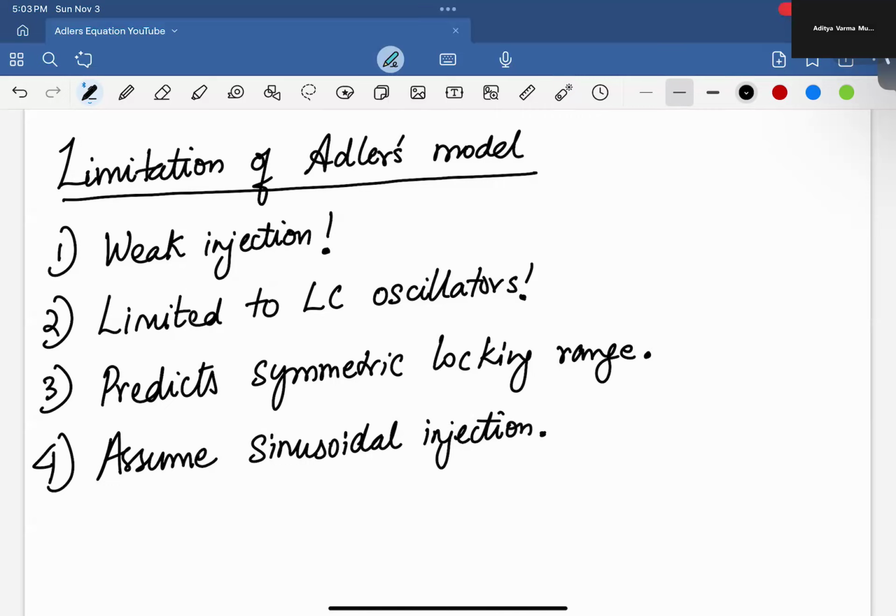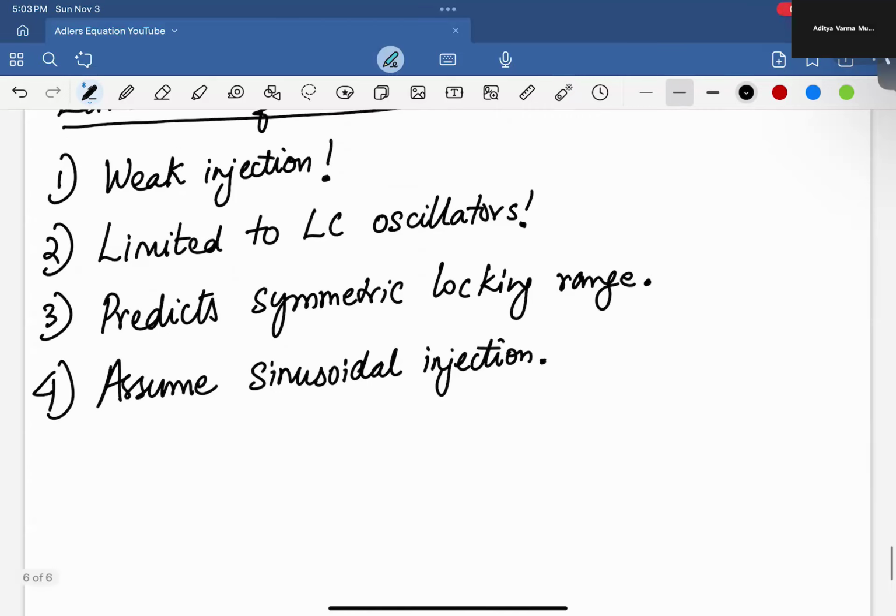Another reason is that we've assumed it's an LC oscillator with a very pure sinusoidal signal, right? We haven't really looked at a nonlinear model of this, or even a time varying model. So what happens if your injection signal is not a sinusoid? What if you inject a square wave or some other shape wave? What happens? We don't have to do that with Adler's equation. So that's another one of the drawbacks.